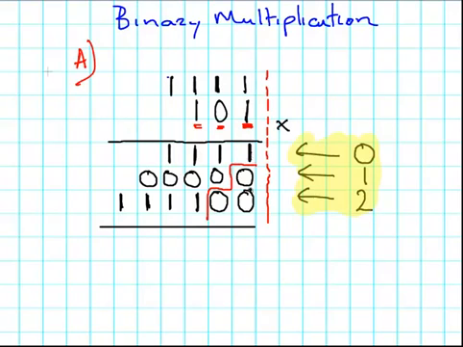So 1 plus 0 plus 0 gives us 1. 1 plus 0 plus 0 gives us 1. 1, 0 and 1 gives us 0, carry the 1. If you recall in binary addition, 1 plus 1 plus 1 is 1, carry the 1. 1 plus 1 is 0, carry the 1. 1 and 1 is 0, carry the 1. There we are. That's it there. 1 0 0 1 0 1 1.